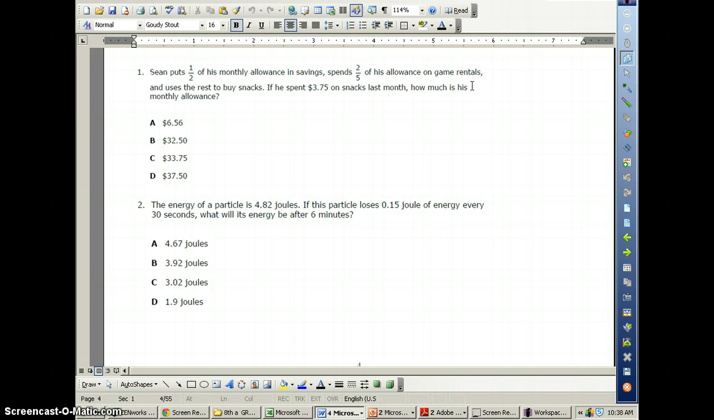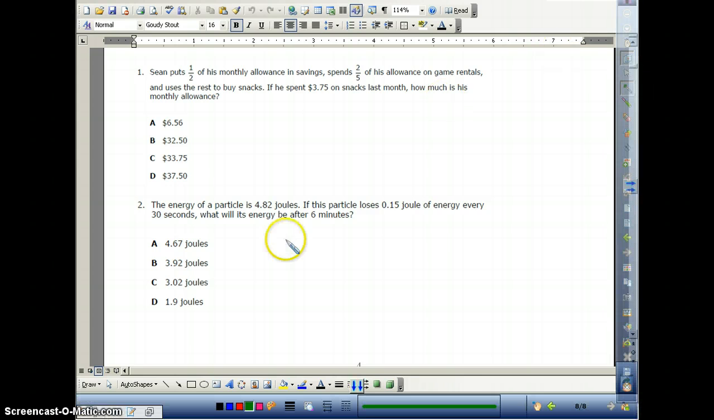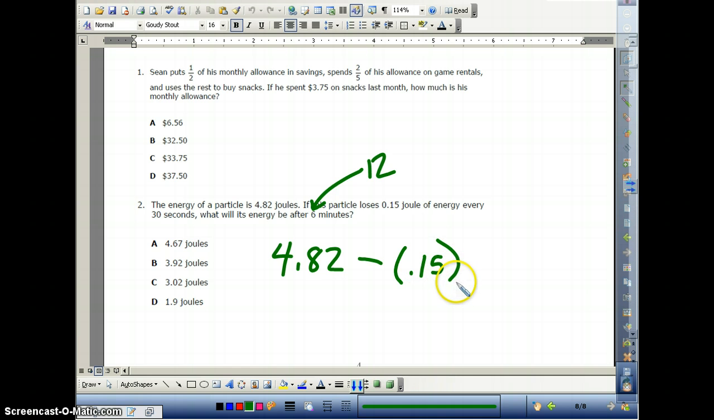Number 2 here says the energy of one particle is 4.82 joules. If this particle loses, it's subtracting. So I got 4.82 joules, and it's losing 15 joules of energy every 30 seconds. What will be its energy after 6 minutes? How many 30-second periods are in 6 minutes? Yeah, that's going to be 12 30-second periods. So you're going to subtract off, it's losing 15 joules every 30 seconds, times 12 30-second periods. If you do that, you'll get your answer. All right?